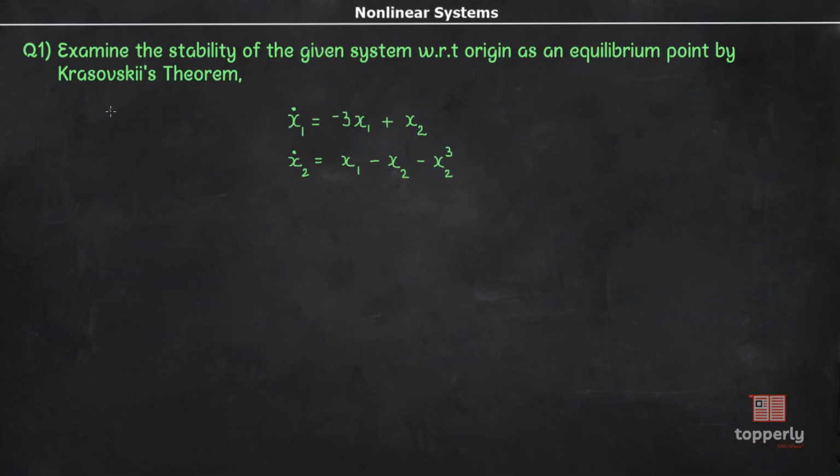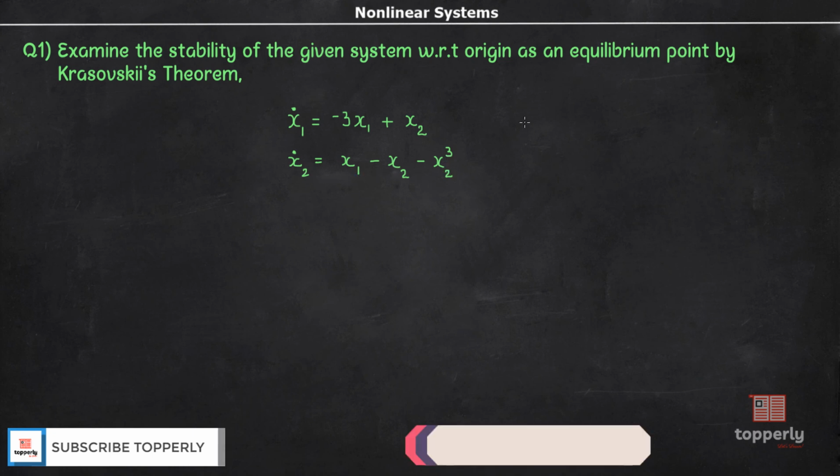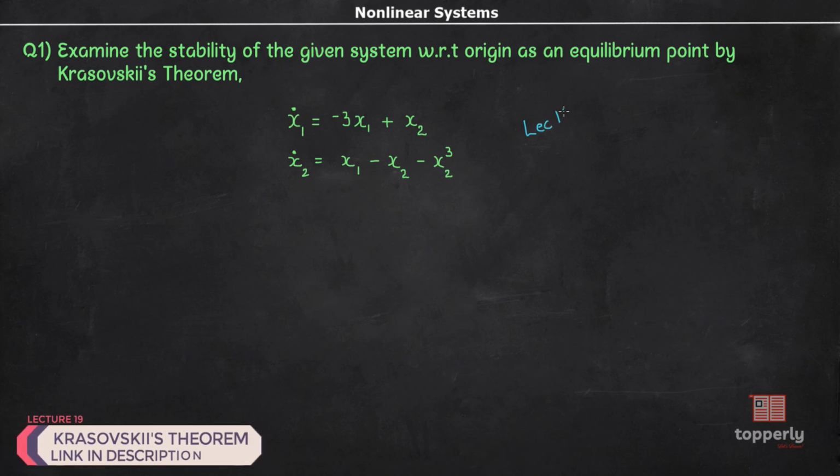First question is, examine the stability of the given system with respect to the origin as an equilibrium point by Krasovskii's theorem. The system is x1 dot equal to minus 3 x1 plus x2, and x2 dot equal to x1 minus x2 minus x2 cube. As discussed in lecture number 19 about Krasovskii's theorem, first we need to obtain the Jacobian matrix for the system.